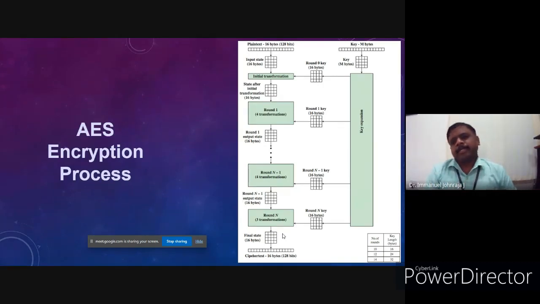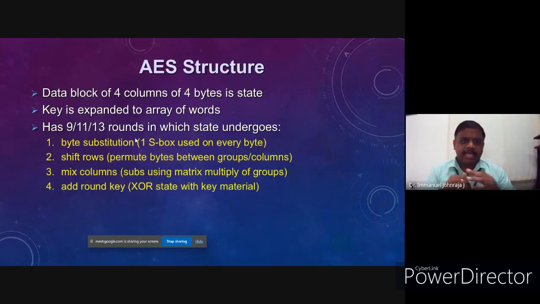There is nothing complicated here to understand, but it is a step-by-step process where the actual data goes through a lot of transformations so that you get the ciphertext. So this is what happens in the AES encryption process. Sir, is the decryption the same? Let's wait, we'll learn about that. Moving on, in general, the AES structure is a data block of 4 columns or 4 bytes as a state, as I have just mentioned.